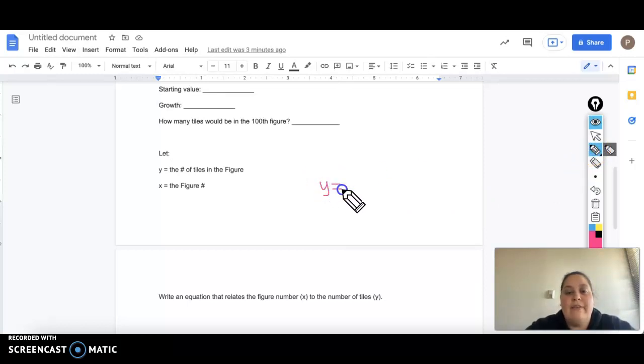Then from there, we're going to have x as the figure number. So in this case, the figure number was 100. So instead of putting a 100 right there, we're going to put an X right there. And then I have my starting value. This is my equation. Y equals 3 times X, because 3 is my growth, and X is my figure number, and then plus 4. 4 is my starting value. Okay? This equation actually goes right here with this question.